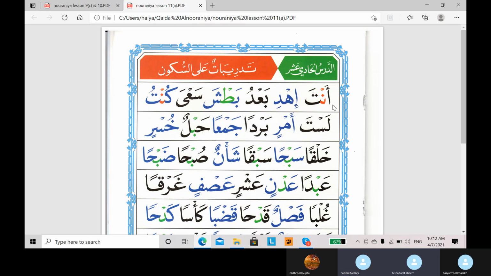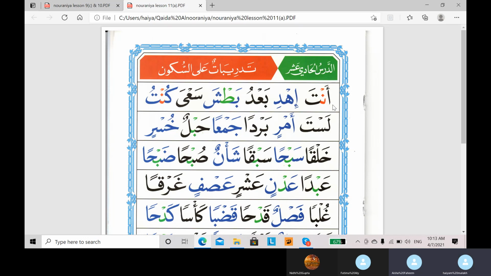Lam fatha, sin sukun: las. Ta fatha: ta. Lasta. Alif hamza fatha, mim sukun: am. Ra kasratain: rin. Amrin. Ba fatha, ra sukun: bar. Dal fathatain: dan. Bardan. Jim fatha, mim sukun: jam.